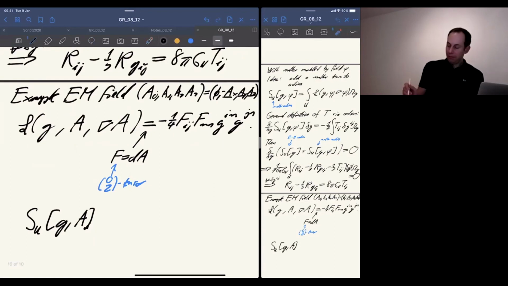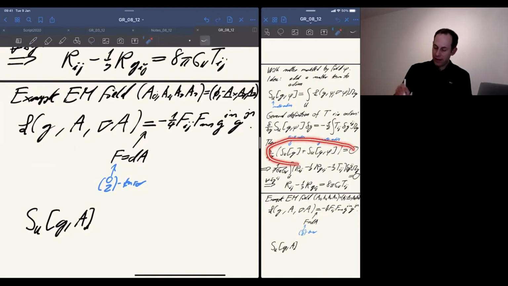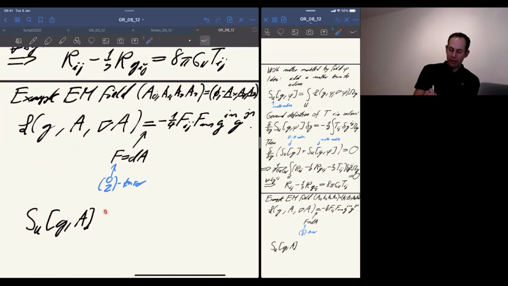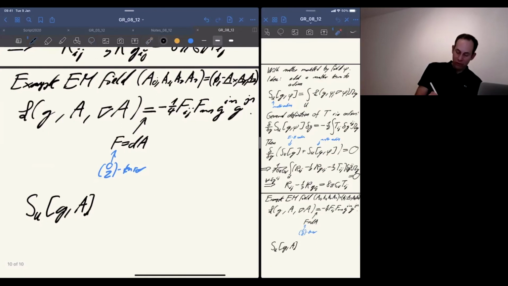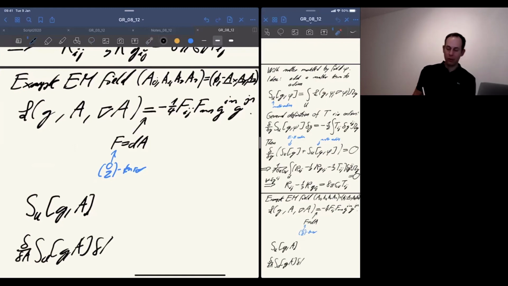Now, when you look at the expression that I wrote here on the right-hand side, which gives the Einstein field equations, what I did is to take the derivative with respect to the metric. But this does not only depend on the metric, but also on A. So I could also say, look at the derivation of this with respect to A and ask myself, what does this give? So this would be a possible way to write this.